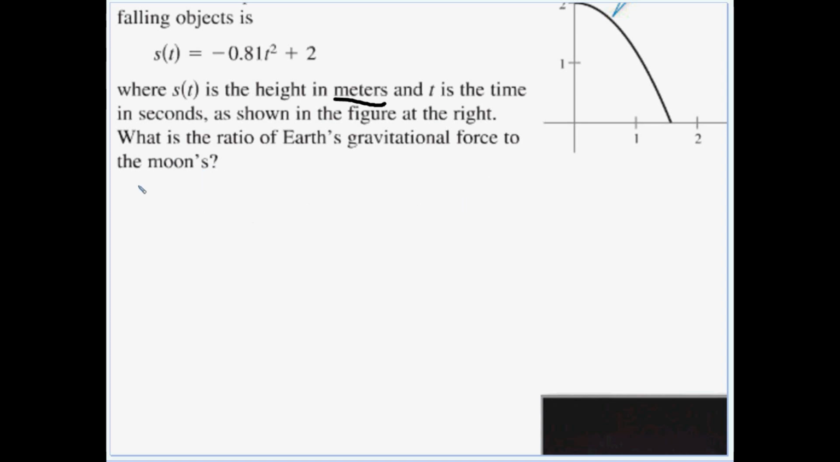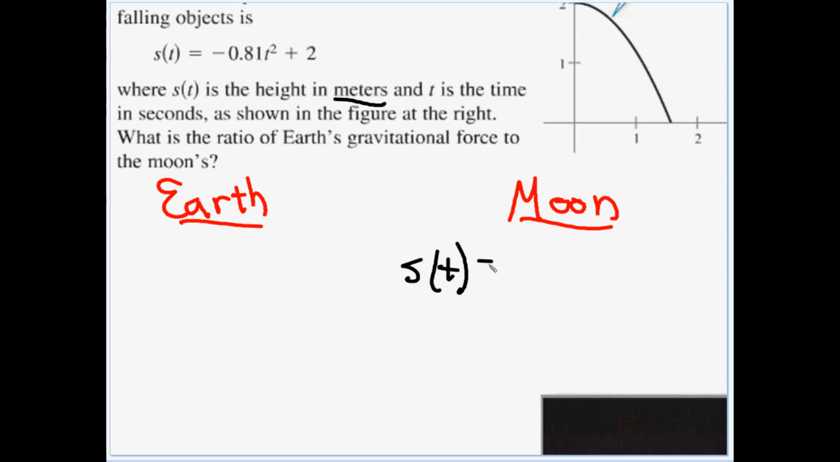Now we might do a little side by side. Earth, moon. The moon, we have its position function, s of t, negative 0.81 t squared plus 2.